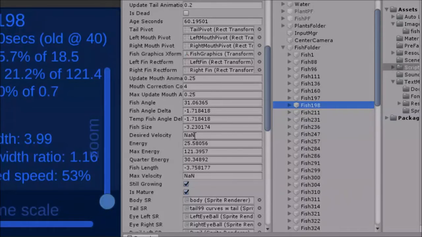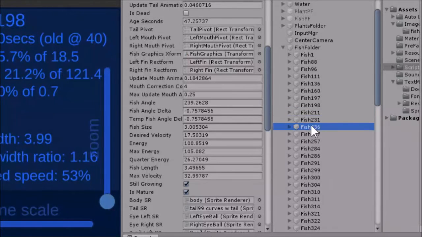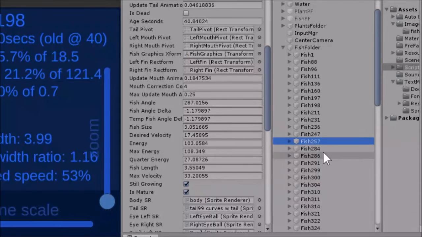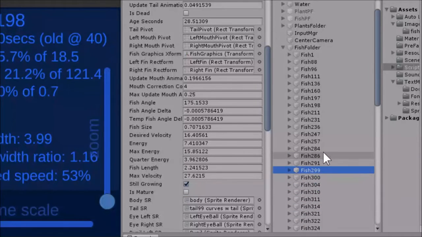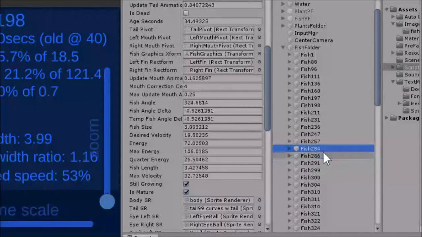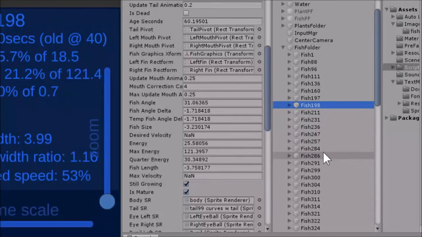Ooh, desired velocity, not a number. I see that. So desired velocity, 28. Desired velocity for all these fishes are valid numbers. But for some reason, the desired velocity for this fish swimming backwards is NaN, which means not a number. Was there a square root of a negative number somewhere taken there?